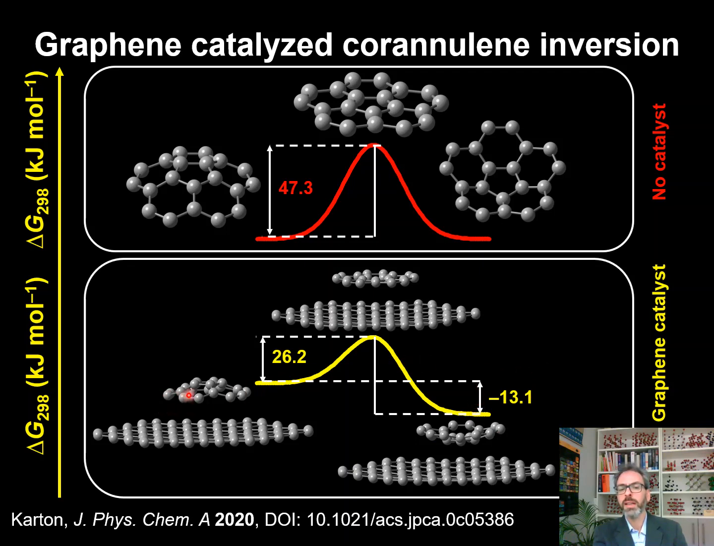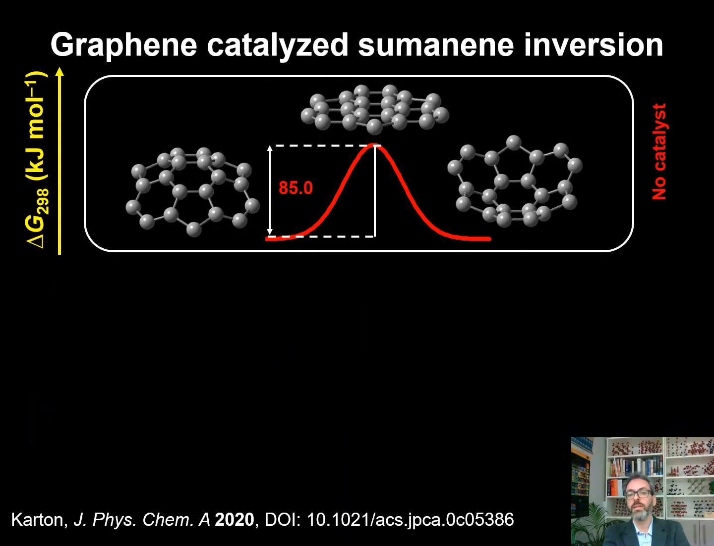This is because the pi system inside the bowl is smaller than the pi system outside the bowl, which results in larger pi-pi interactions between the catalyst and corannulene in the product complex. For the sumanine bowl-to-bowl inversion, we obtain a very similar potential energy surface.